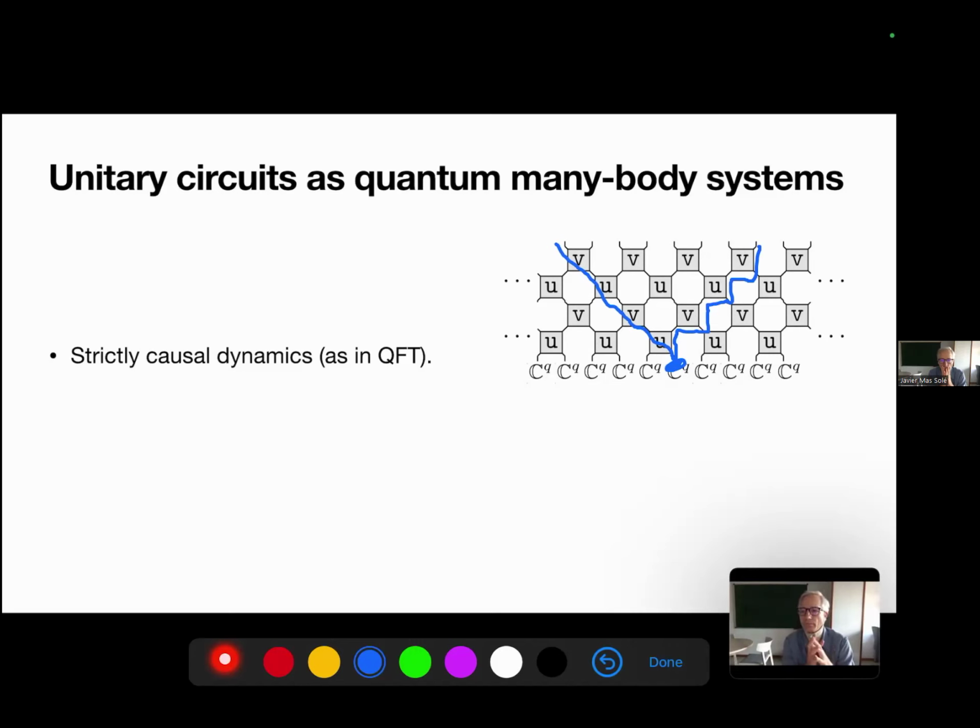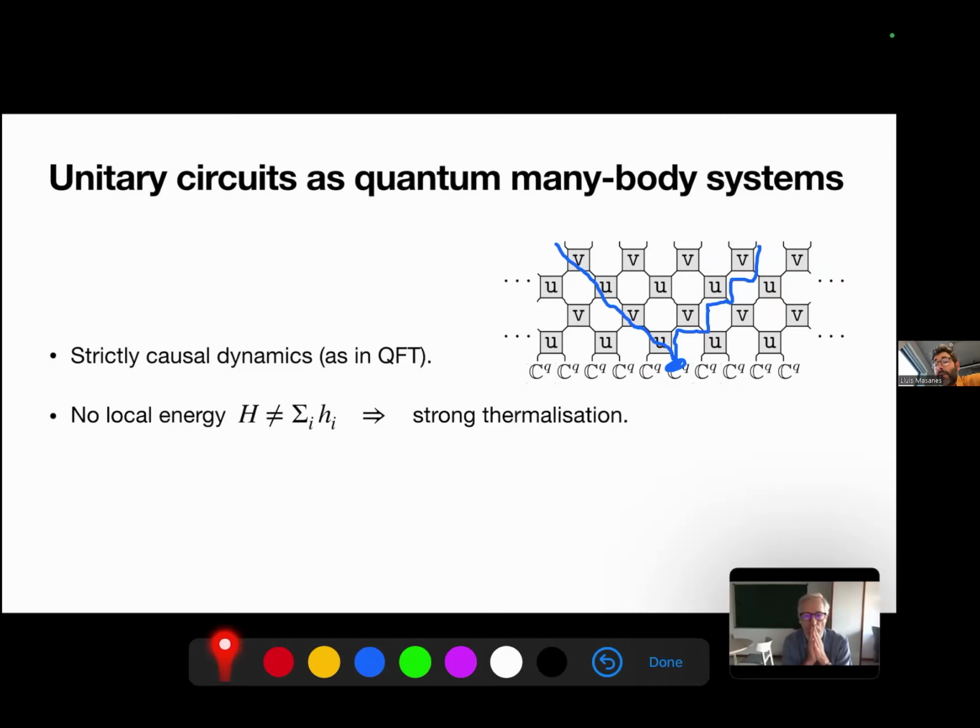For instance, if we consider a Hamiltonian with local interactions, this strict causality is not true. We have Lieb-Robinson bounds, but beyond the light cone we have exponential tails. So in some sense, circuits are more similar to quantum field theories, in the sense that space-time plays the same role and that causality is strict.